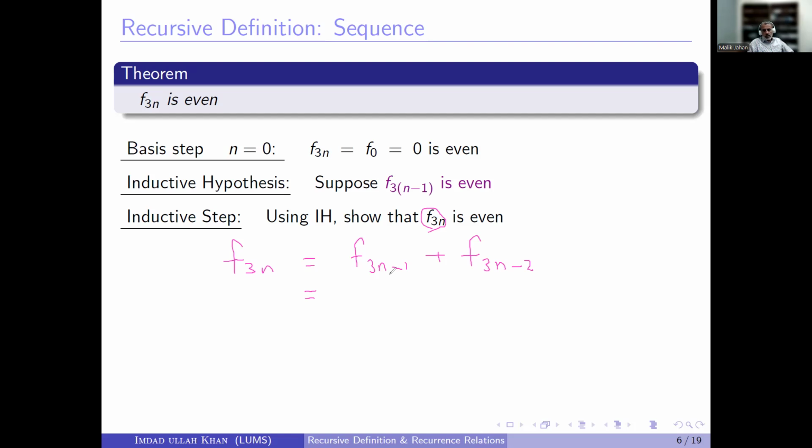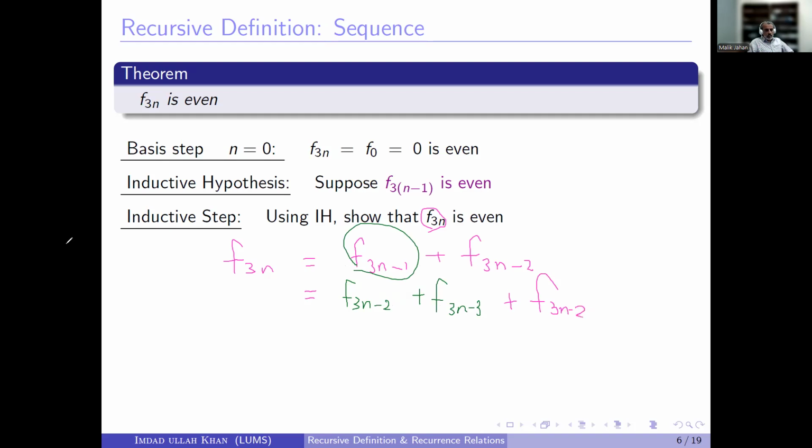So let's try to substitute these 2 Fibonacci numbers with smaller ones. F3n minus 1 is the sum of F3n minus 2 plus F3n minus 3. Sorry, the 2 has to go in the subscript. These 2 numbers are essentially representing this number, and we retain the other number as it is, which is F3n minus 2.